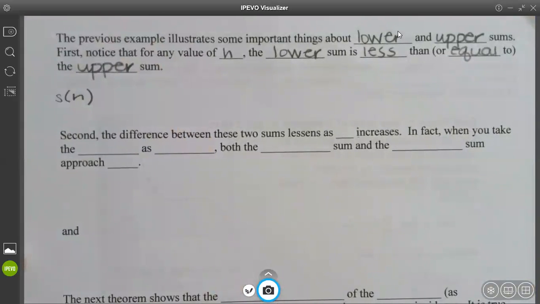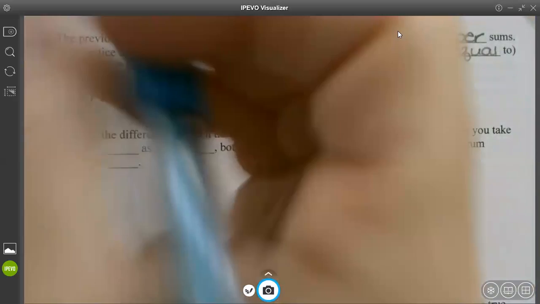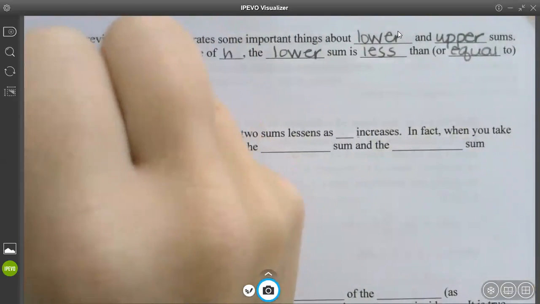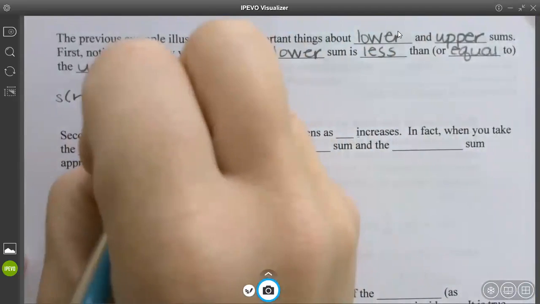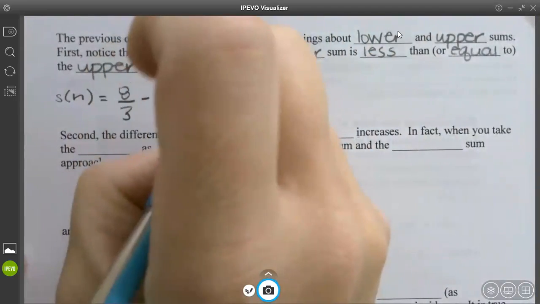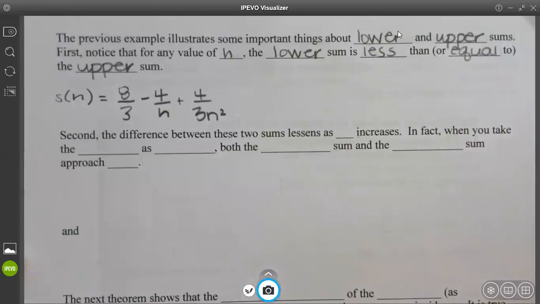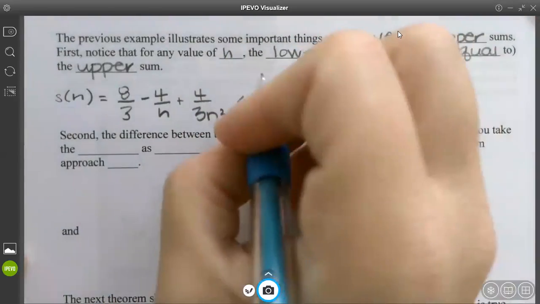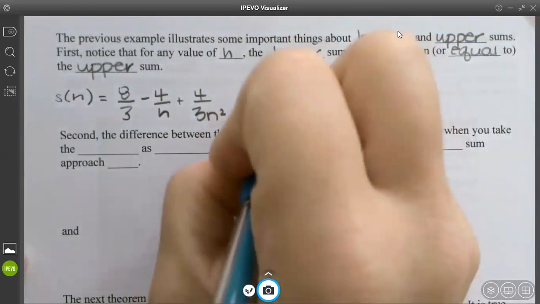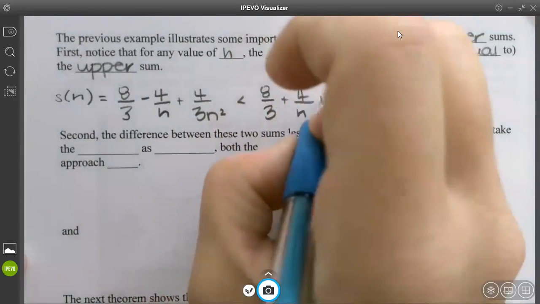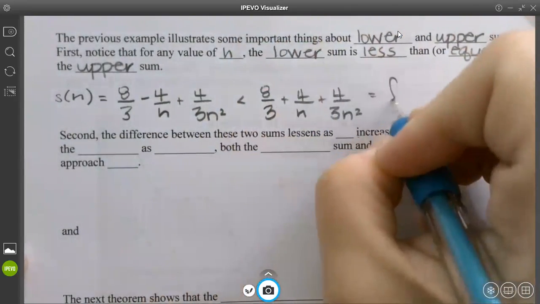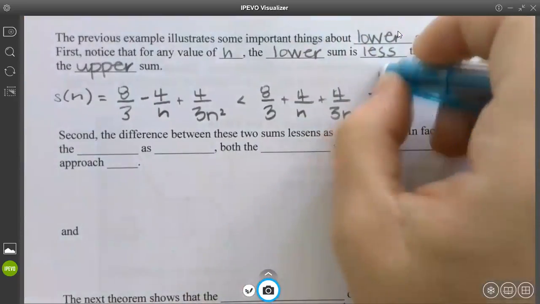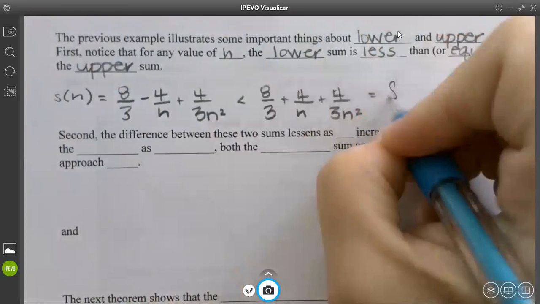So our lower sum, remember the only difference in our answers was that one had a minus in it, the other one was all addition. So obviously the lower one is going to be the one with the minus in it, minus 4 over n plus 4 over 3n squared, is going to be less than our upper sum. And again, the only difference was that everything was plus in the upper sum. A capital S on this one because it's the upper sum.